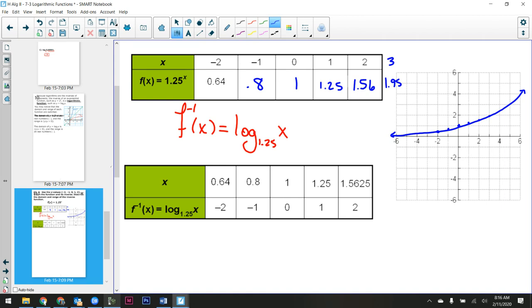Right? And now I'm going to graph my red. 0.64, -2. Well, I guess 0.64, a little bit further. 0.8, -1, 1, 0, 1.25, 1, 1.56, 2, sure, 1.95, 3. Oh, somewhere over here. Okay. Don't cross. Man, it shouldn't have curved back around, but you know what I mean.